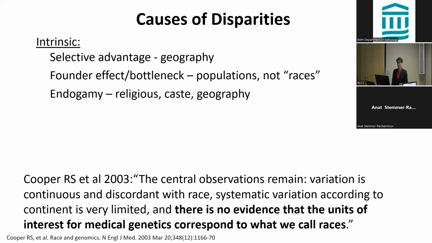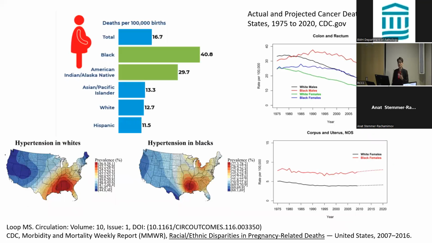Systemic variation according to continent is very limited, and there is no evidence that the units of interest for medical genetics correspond to what we call races. And yet, we still look. So what is it that is causing these disparities, which are significant?